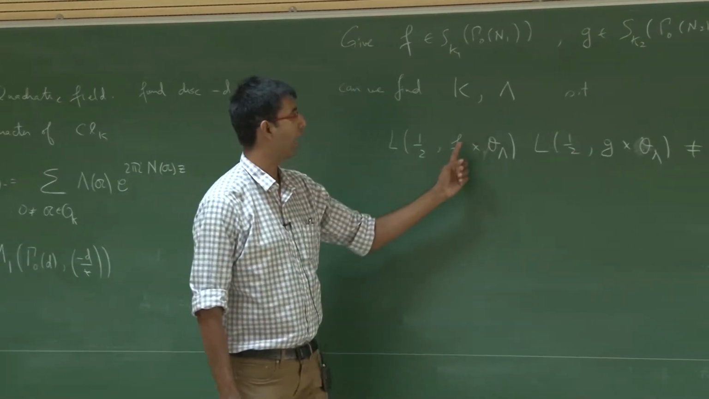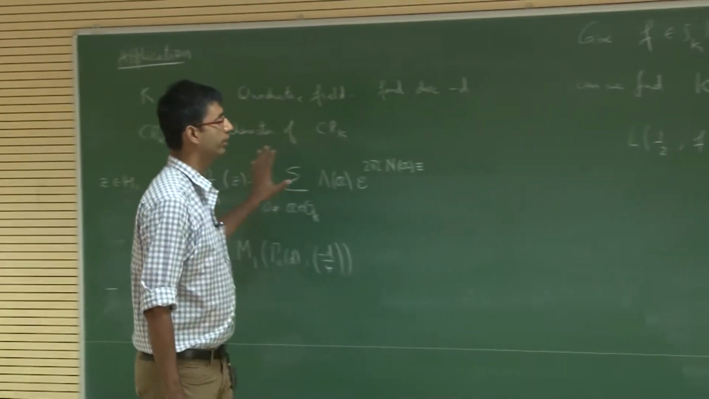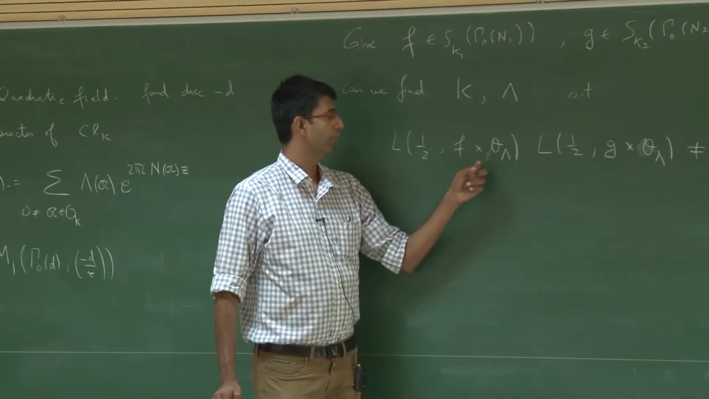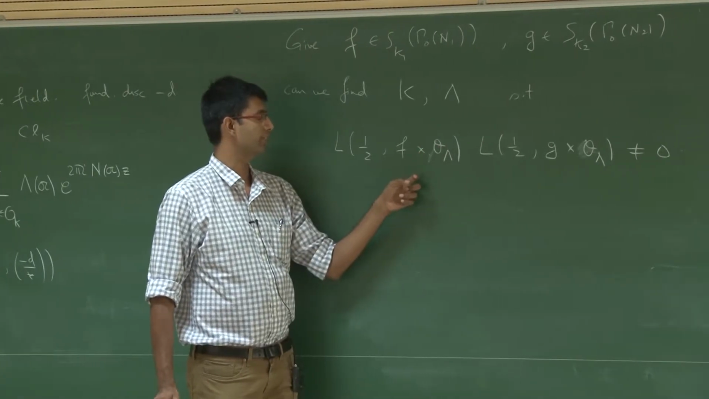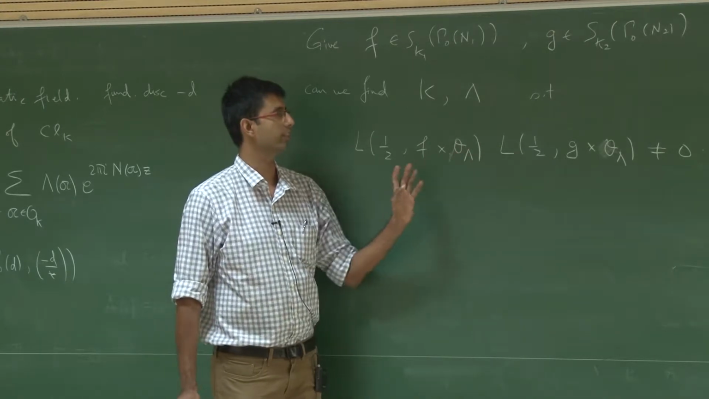So, the question is, given arbitrary f and g, can you actually come up with a choice such that the central value of these L functions, so this is a GL2 cross GL2, if this is Fourier coefficients an, this is Fourier coefficients bn, this is essentially the Dirichlet series an bn over n to the s. So, if you have not seen this thing, it is just that guy.